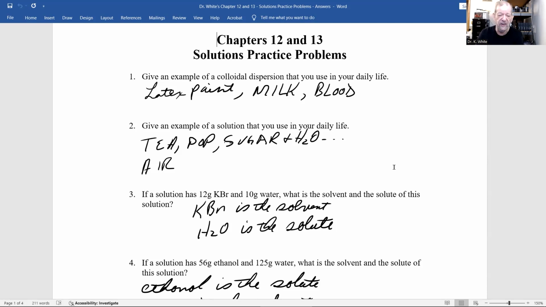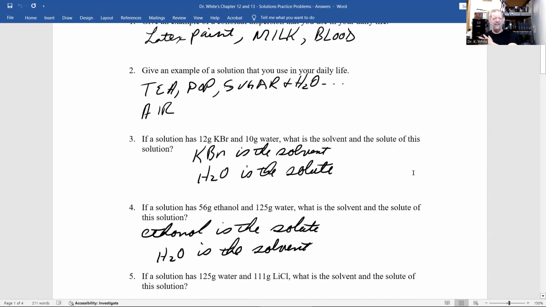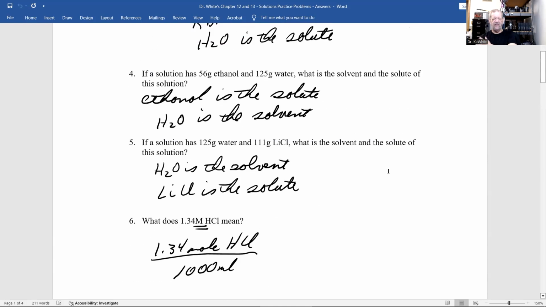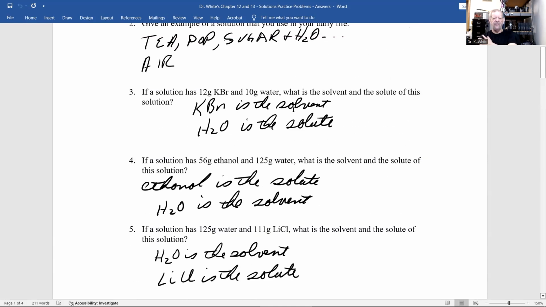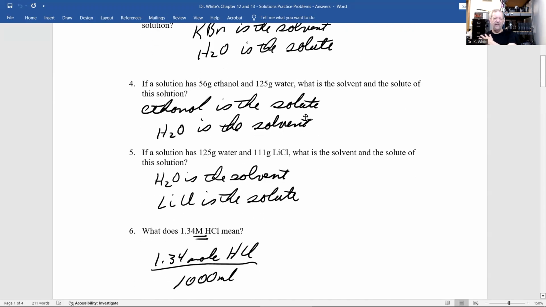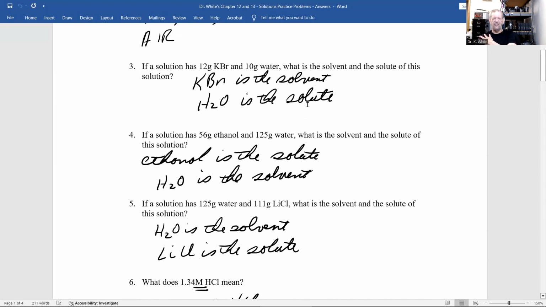Now, if you made sugar and water, mix it together, that would be a solution. As I mentioned earlier, air is a solution. And the next couple of problems you can do on your own, but the top one is always the solvent, the bottom one, nope, I take it back. This is solvent, this is solute.